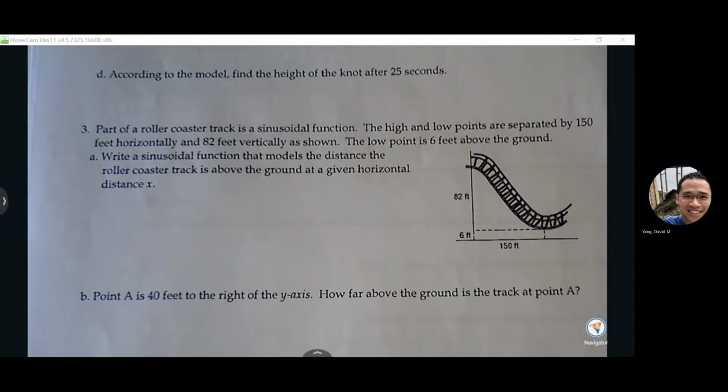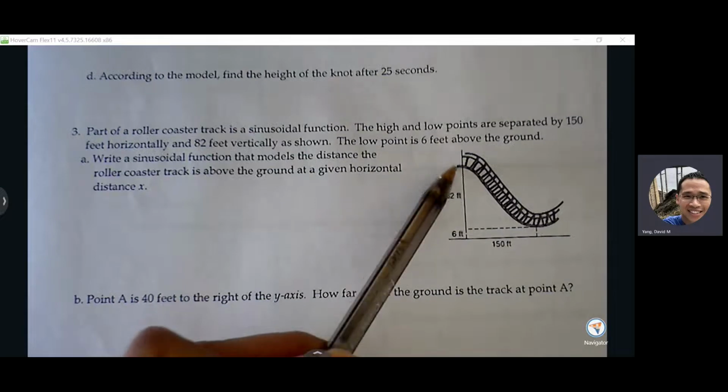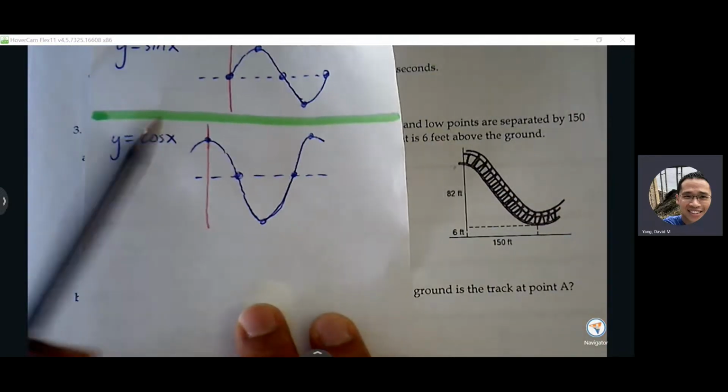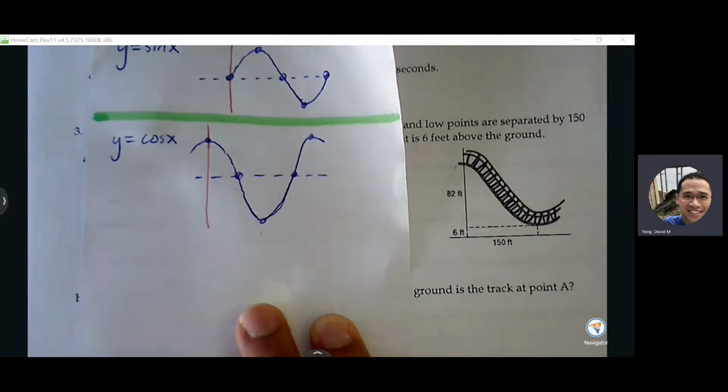So we're basically just going to create this equation, trying to find all the information that we can: the A value, the B value, the C value, and D value. We'll take it step by step. Now, look at this here. What does that resemble to you? Cosine or sine? Cosine, because it starts at the peak, right? If you look at the cosine graph, peak to midline, to minimum, to midline, to peak.